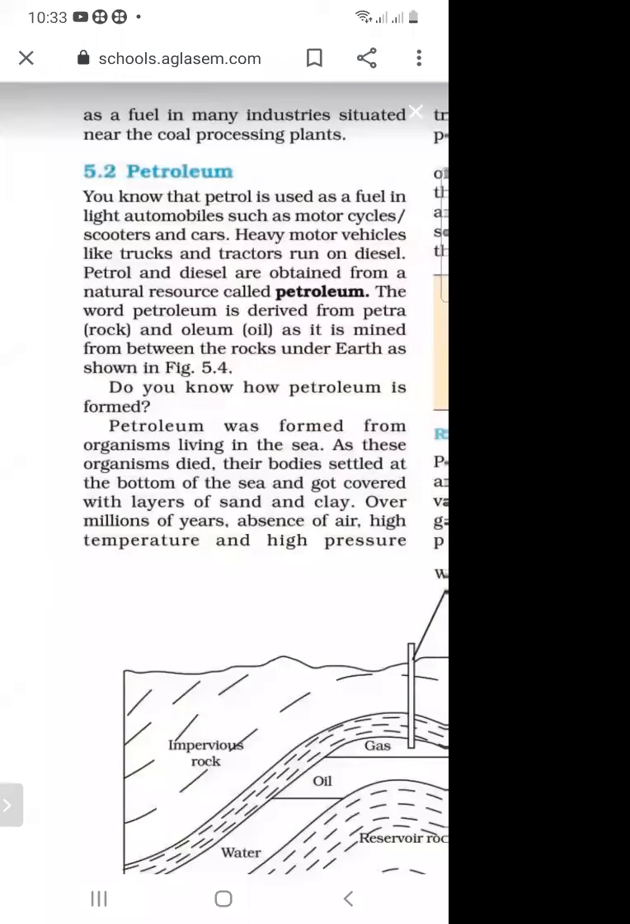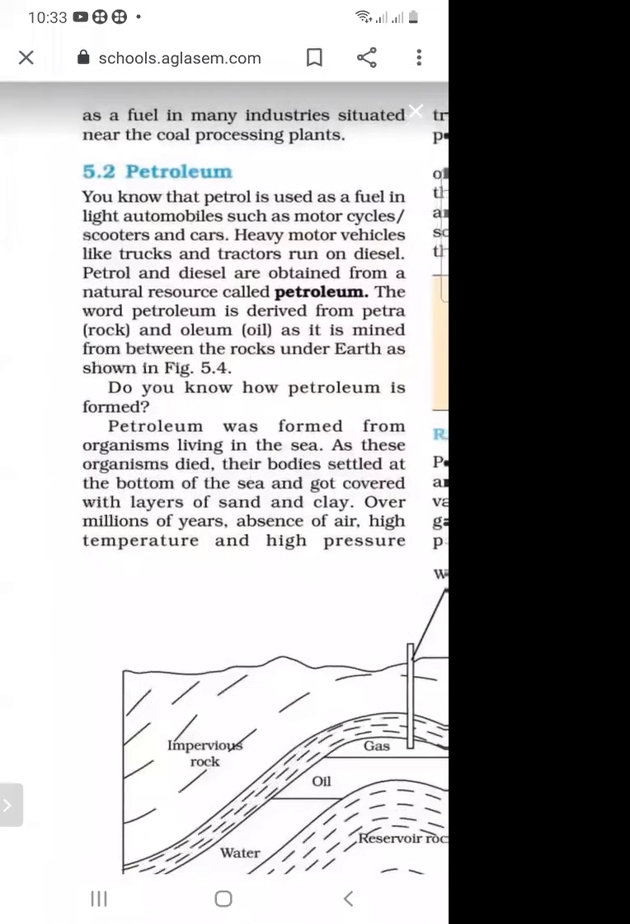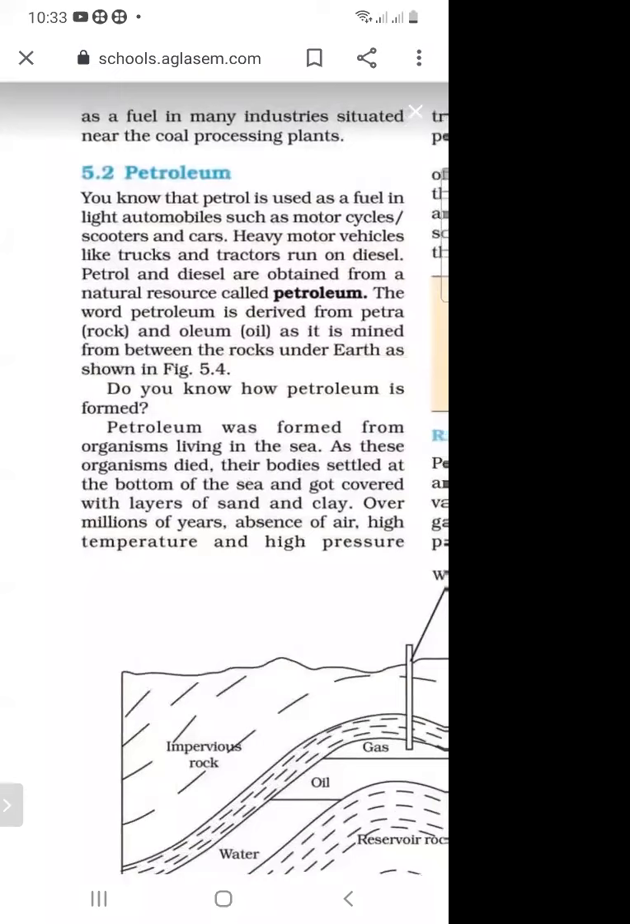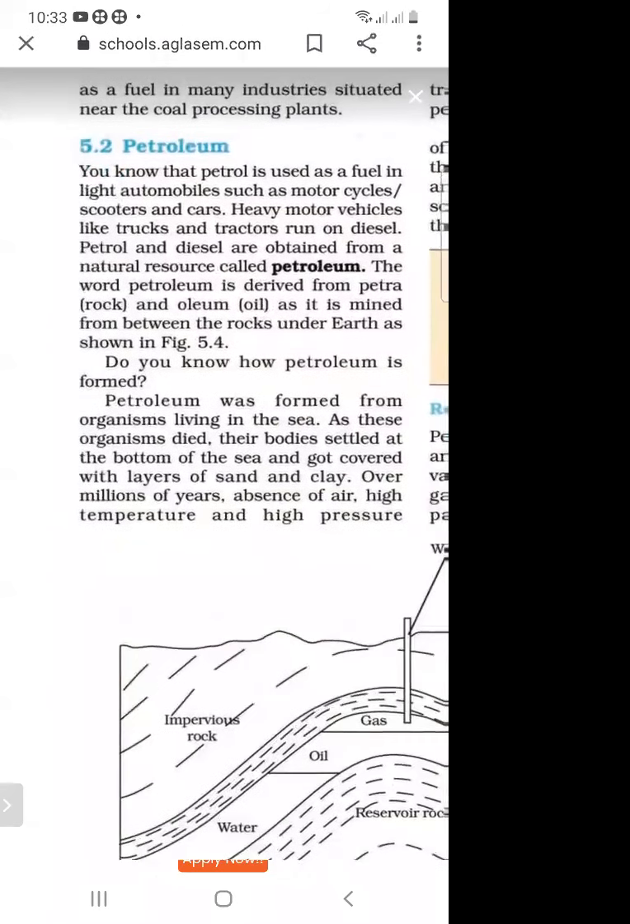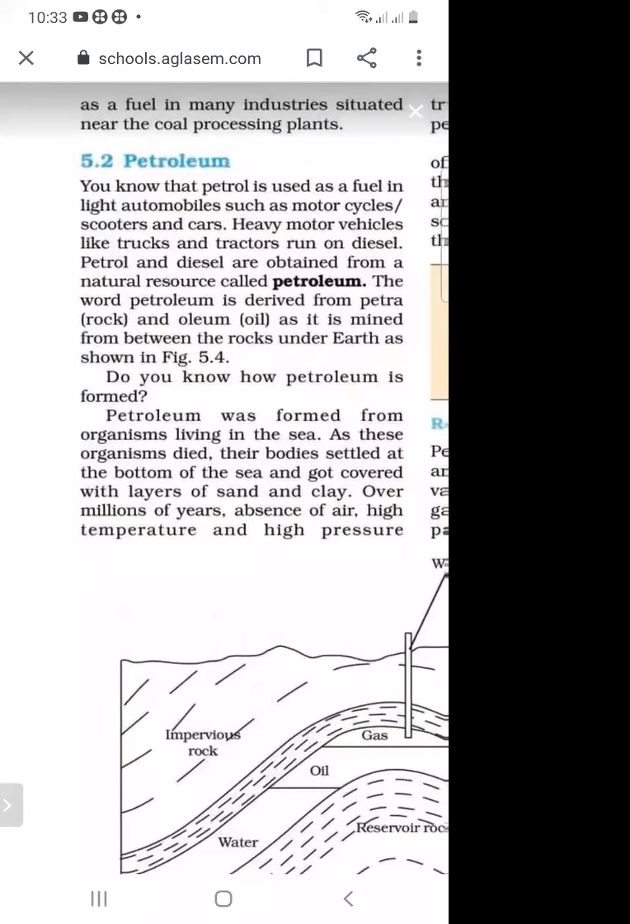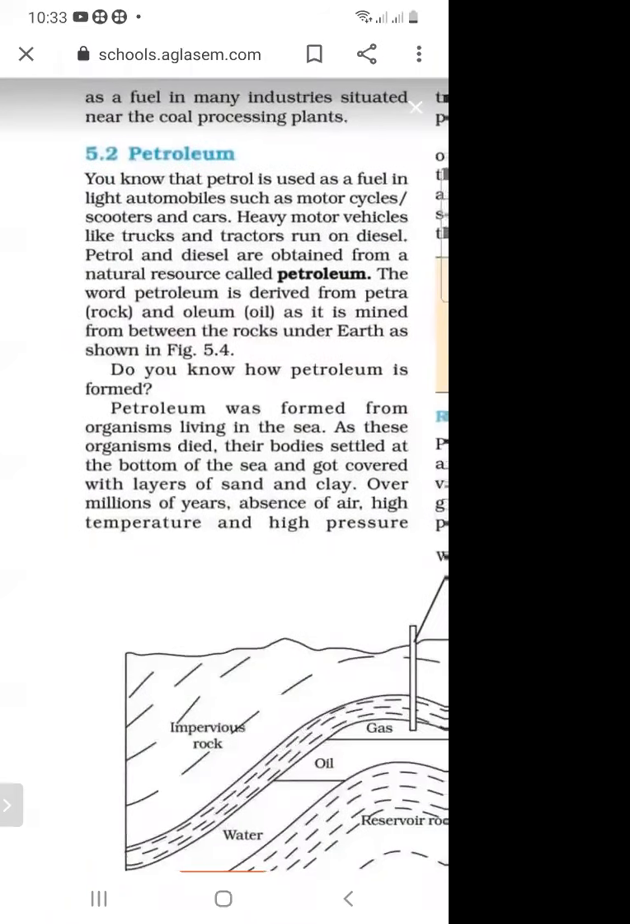Petrol and diesel are obtained from a natural resource called petroleum. So petrol and also diesel are obtained from petroleum. So where do we use petrol? Petrol is used for running motorcycles, cars, and scooters. And for running heavy vehicles, we use diesel.